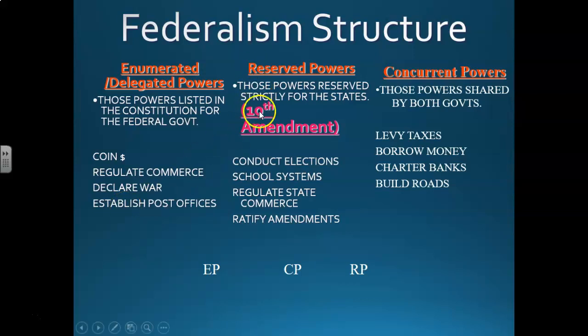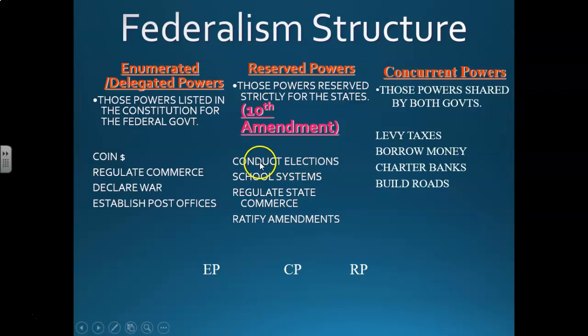Then they passed in the Bill of Rights the 10th Amendment. And the 10th Amendment basically says that if a power is not listed in the Constitution, then it is automatically reserved for the states. And so that is the definition of reserved power. It's powers that are given to the states because that power is not listed in the Constitution for the federal government. So states get to conduct elections.